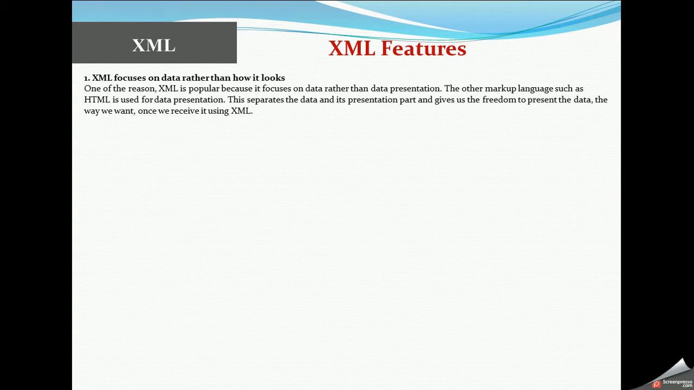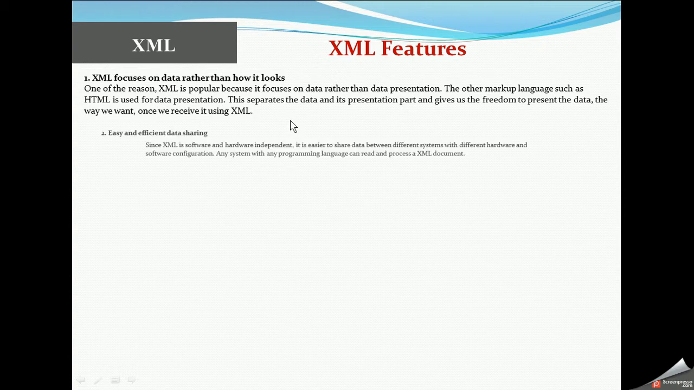So the first feature of XML is that it focuses on data rather than how it looks. XML is most popular because it completely focuses on the data, not on data presentation. Markup languages like HTML and CSS mainly focus on data presentation. But if I want to store or transport some data, we will be using XML. So the first feature is that XML focuses on data rather than how it looks.